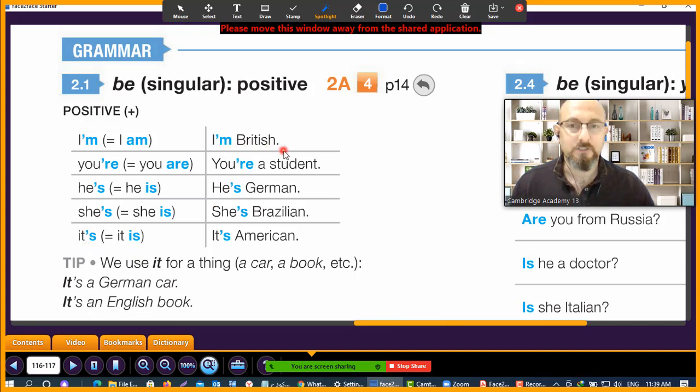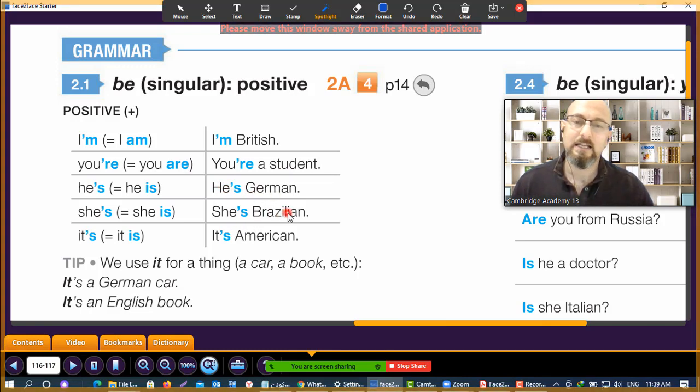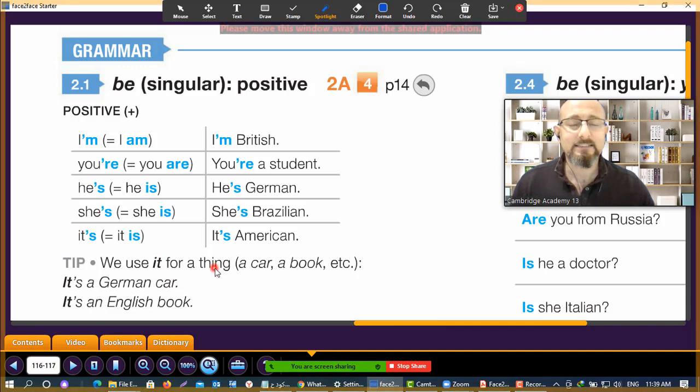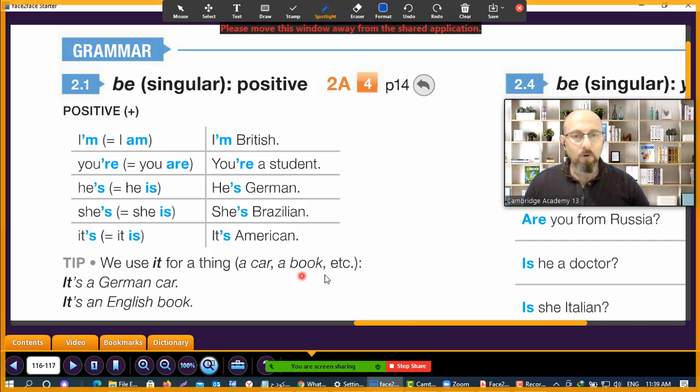I'm British. You're a student. He's German. She's Brazilian. It's American. Okay? We use it for a thing. It, for a thing, for non-living things. A car, a book, etc. What does etc. mean? Etc.